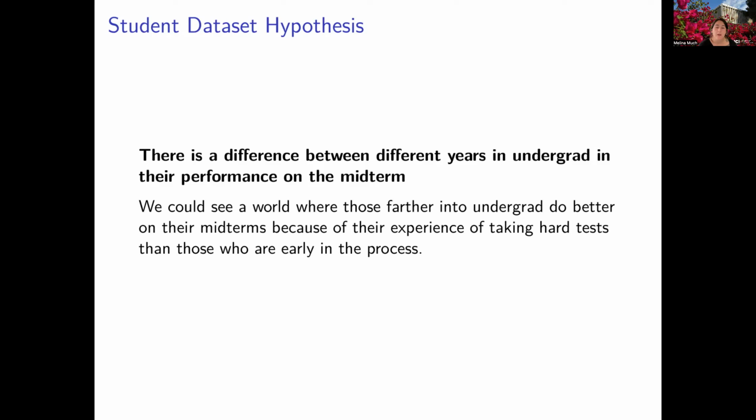process. So the hypothesis is how different years in undergrad perform on the midterm, right? Our independent variable in this case is all the different years, so freshman, sophomore, junior, senior. And our dependent variable is performance on the midterm, or the midterm score.